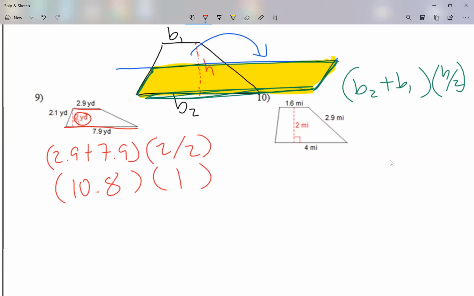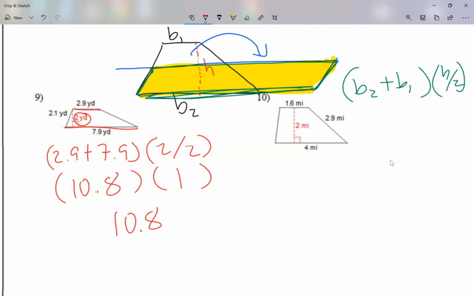Now let me multiply them. What's 10.8 times 1? Well, 10.8. And that's it. So in one parentheses, I'm looking at base 2 plus base 1. Basically, I'm adding the two bases. In the second parentheses, I'm going the height divided by 2.